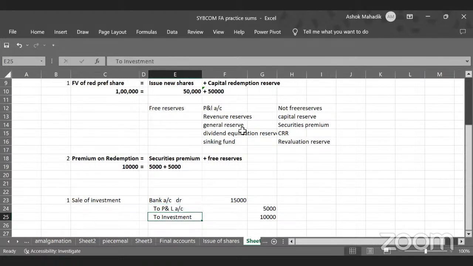When you sell any investment, money will be coming in and investment will go out. So bank account debit to investment. If it was worth 10,000 and sold for 10,000, then there won't be any P&L account. Simply bank to investment 10,000. But if you're selling it at a higher price, what will happen? It will be bank account debit to P&L and to investment, because investment is going out worth only 10,000. So where is that 5,000 credit? It will be given to P&L.